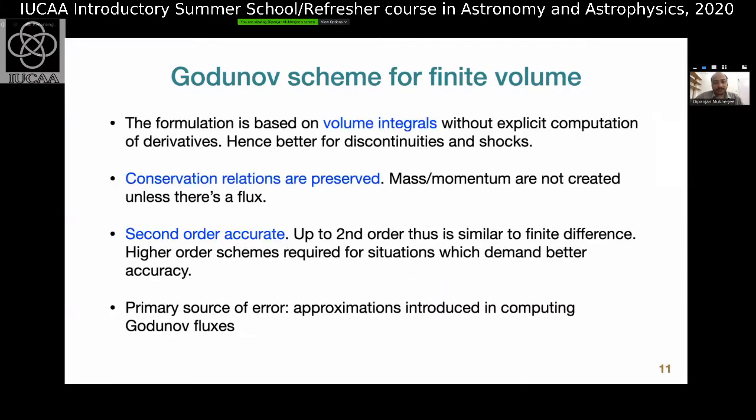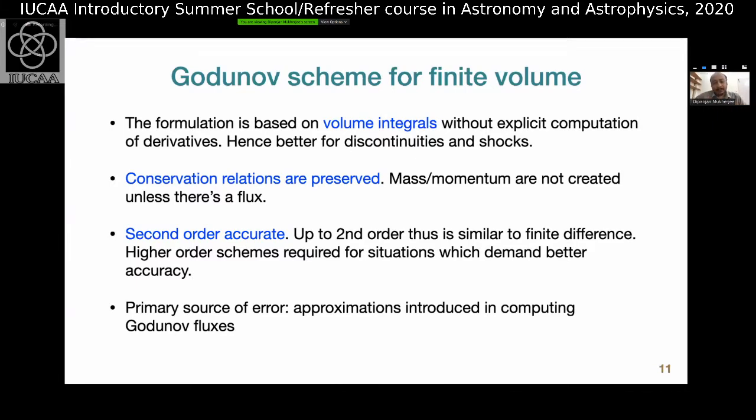I'll talk about it. The basic principle of the Godunov scheme, as I said, is that it is based on volume integrals. So there is no explicit computation of the derivatives, and hence it is much better for handling discontinuities and shocks in a system. A shock is when there is a sharp change in the pressure of the system, and such sharp discontinuities can be handled. These are conservation relations, so the basic assumption is from a conservation point of view, so that mass and momentum are not created and are just related to the total fluxes.